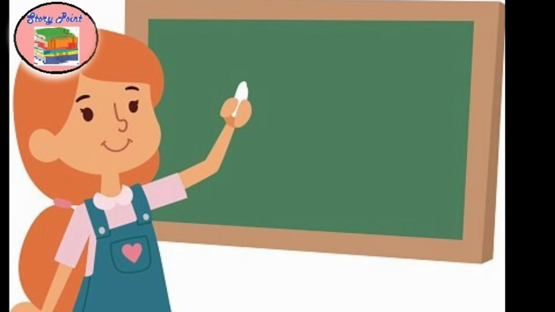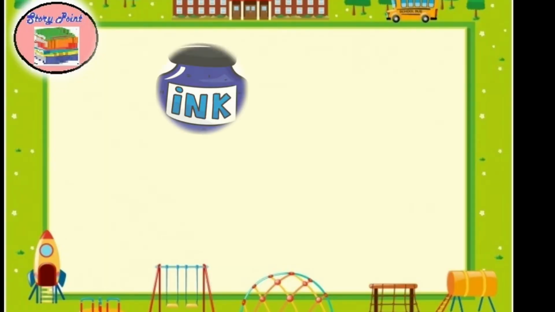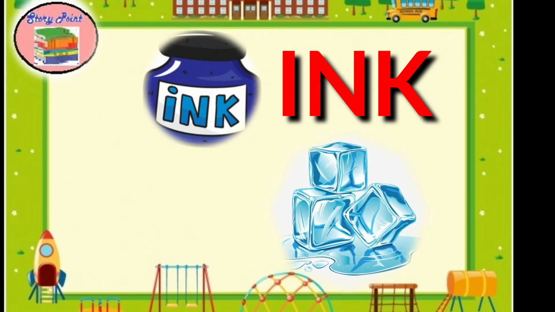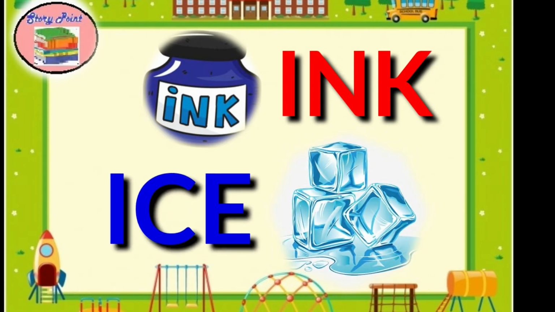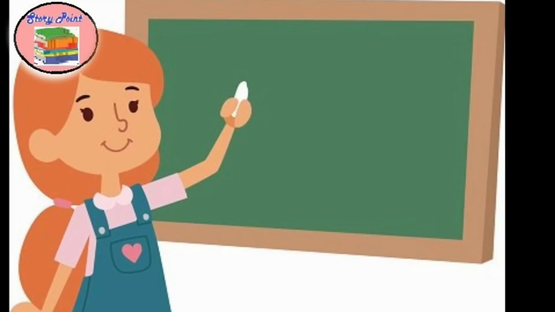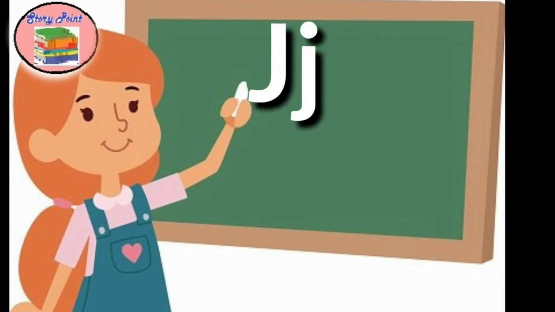Next alphabet is I. I for ink. I-N-K. I for ice. Oh, it's so cool. I-C-E. Next alphabet is J.